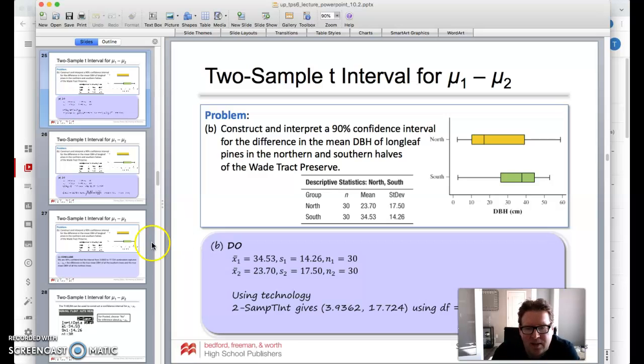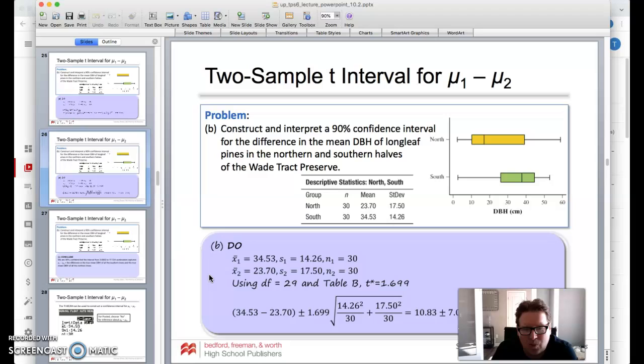And again, I'd use the technology here. Use that 2-sample t interval. It's going to give us this confidence interval using the degrees of freedom of 55.728. Okay, so we can use the technology to do it. That's quite a bit to do on our own here. So we construct a confidence interval here of 10.83 plus or minus 7, which of course is a confidence interval from 3.83 to 17.83 is what we have.